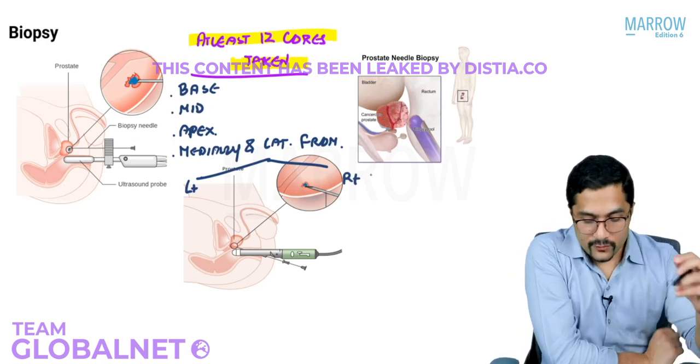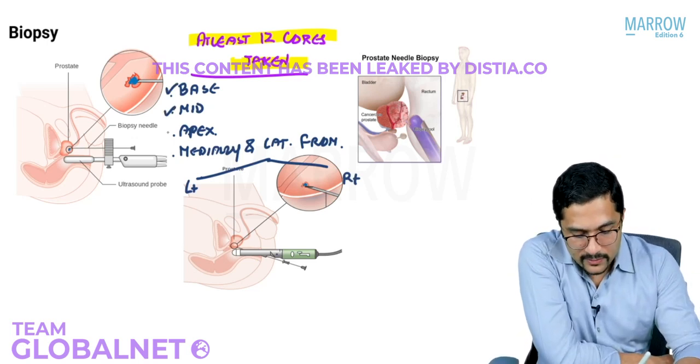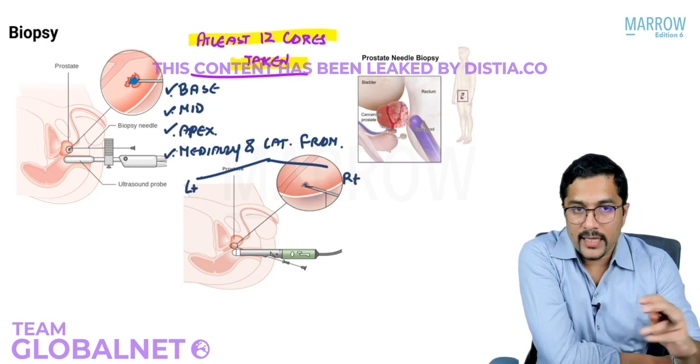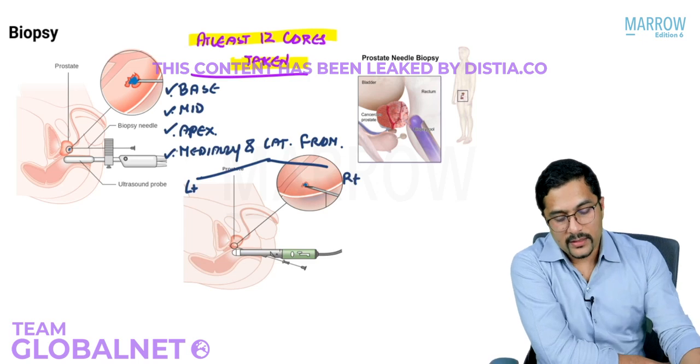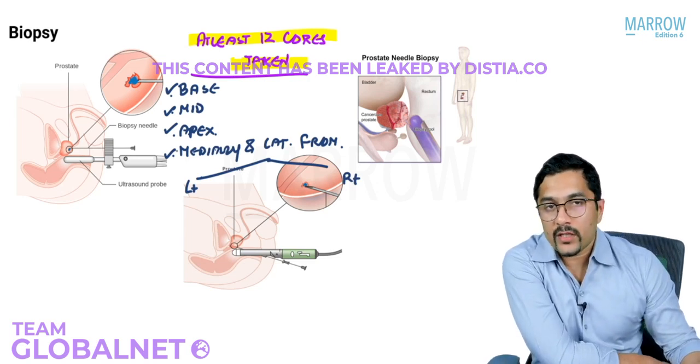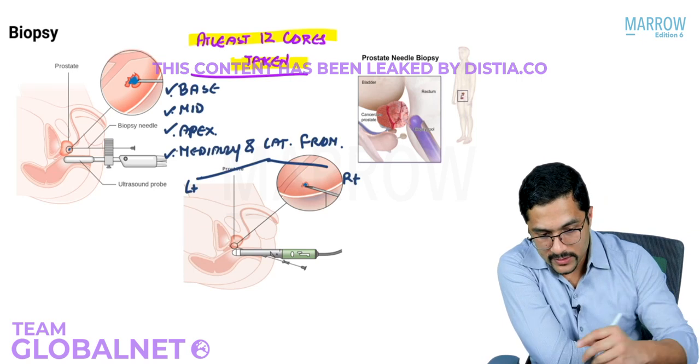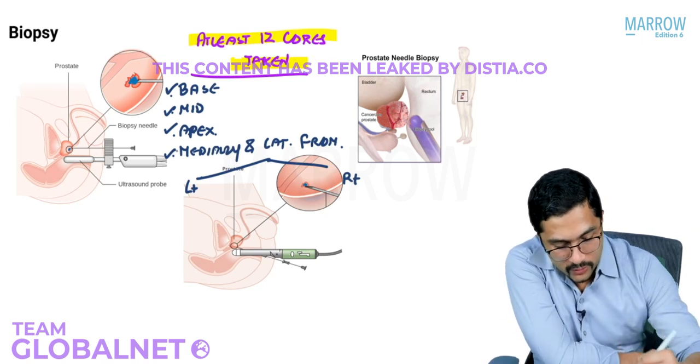So they are to be taken from the base, the mid part, the apex, and medially and laterally from the left and the right side. We have to take at least 12 cores when we are doing a TRUS-guided true-cut biopsy. So that is one point which I want you to know.